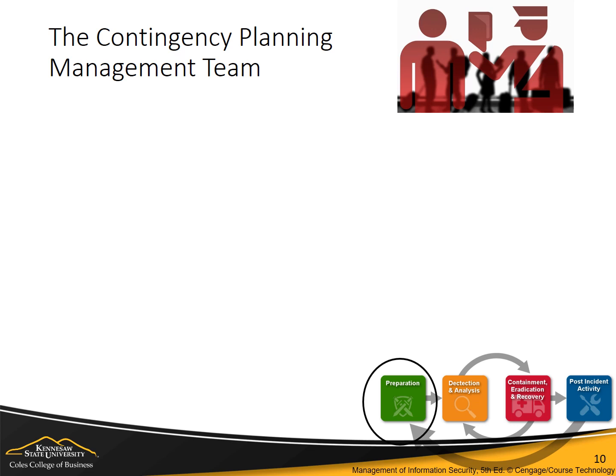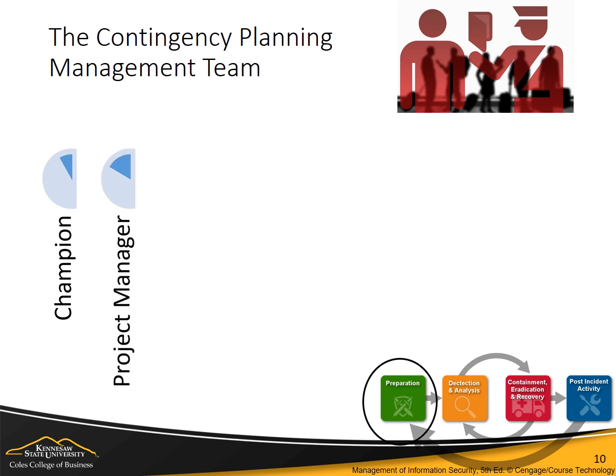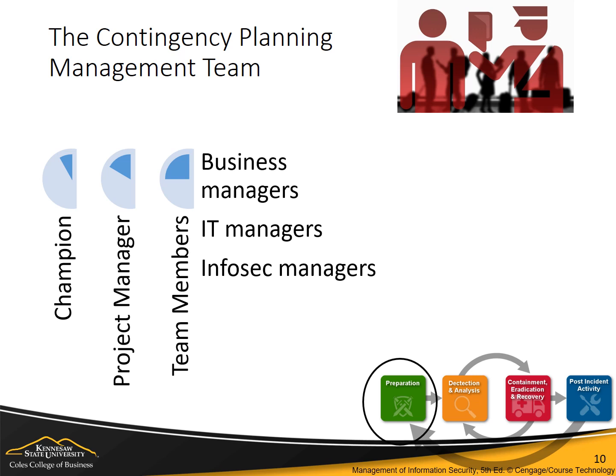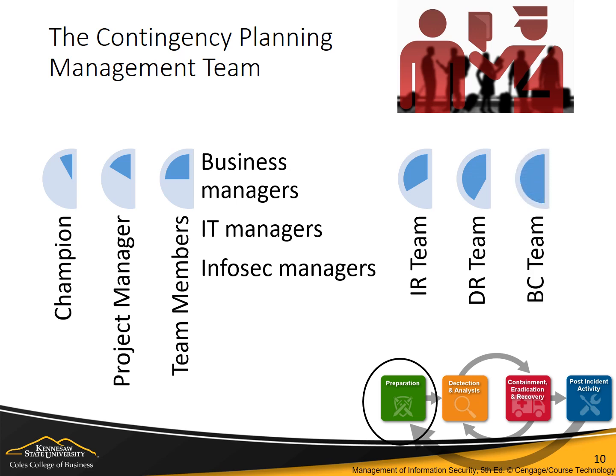Let's look at the composition of the contingency planning management team. You need a champion, someone who has power, authority, and commitment to the project. You need a project manager, someone who can deal with the diverse members of the team. You need team members to include business managers, information technology managers, and information security managers. Further, you need teams for incident response, disaster recovery, and business continuity.